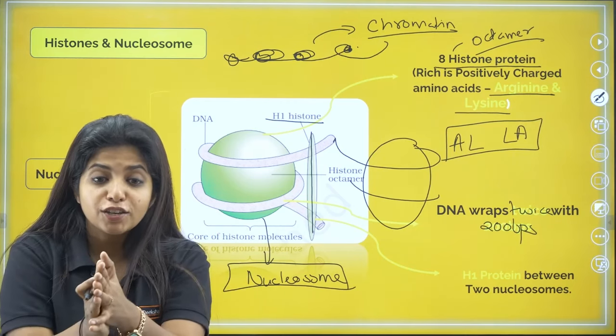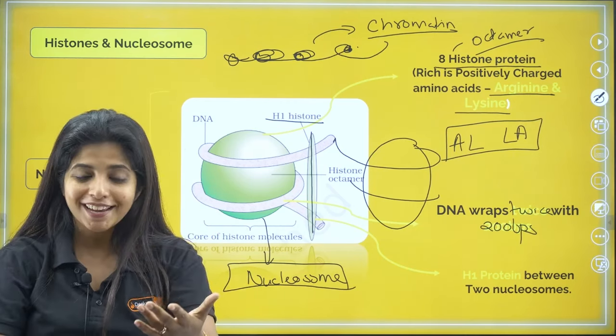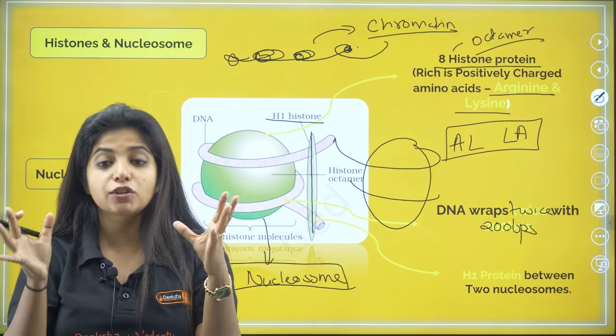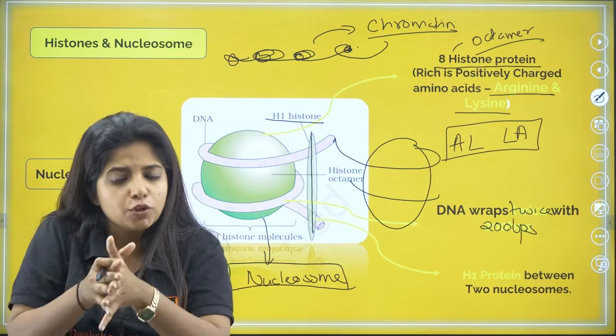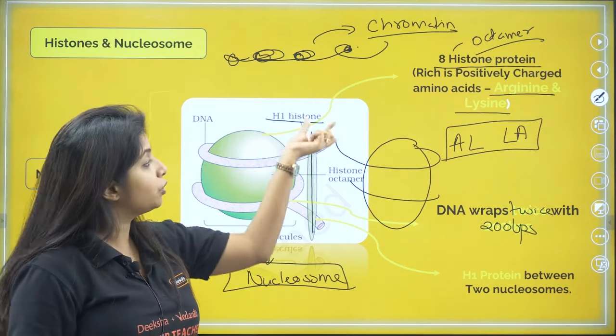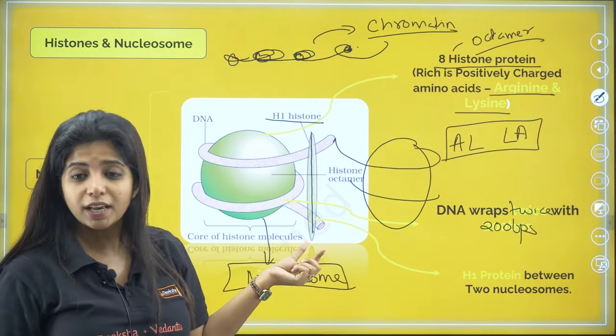Chromatin later condenses to form what? Chromosome. So initially the DNA is there. Now histone proteins are there. Now they are compact. This is known as chromatin. Chromatin later condenses more to form what? The chromosomes. And over here between 2 nucleosomes, what do you have? One H1 histone protein as well.